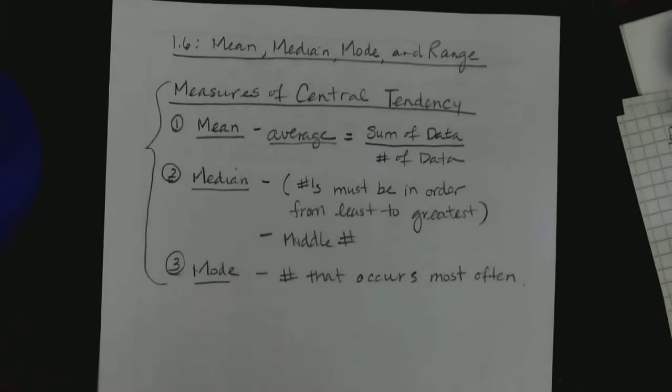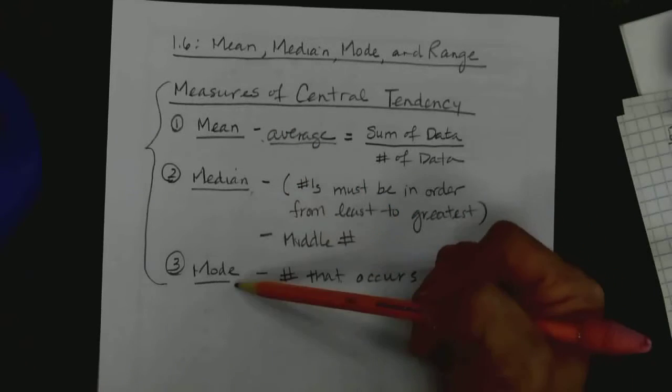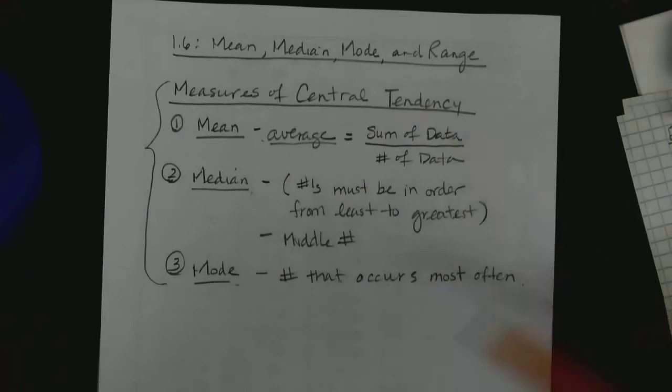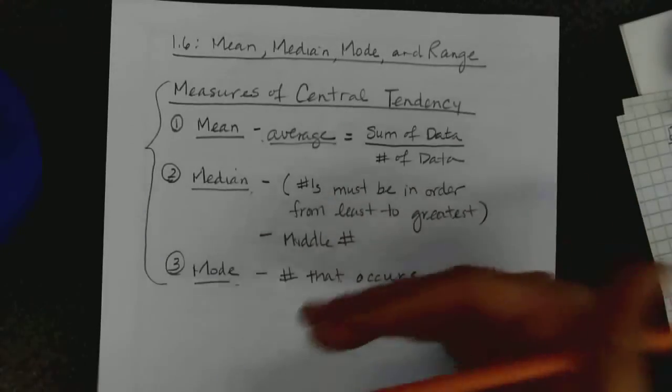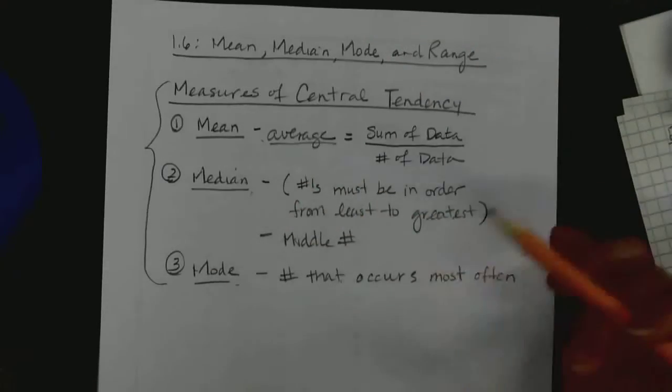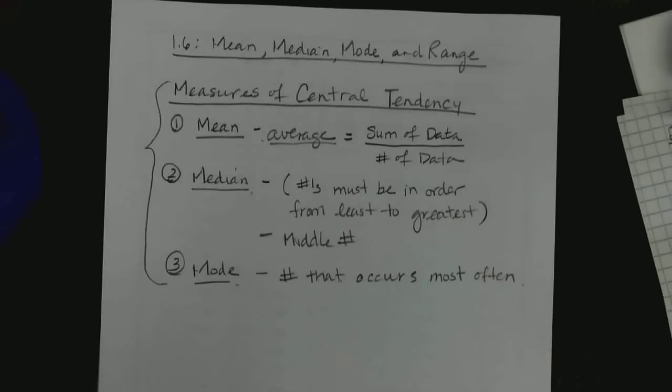So some of the test questions or some of the assignment questions are going to ask you, after you find these three, which measure of central tendency describes your data the best. Okay? And I believe it's pretty subjective. So you pick, by looking at the set of data and which one makes sense the most, you decide which measure would describe your data the best.